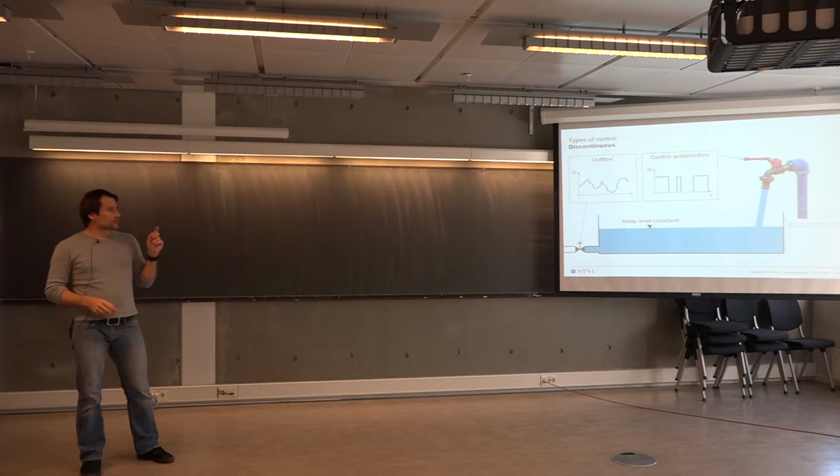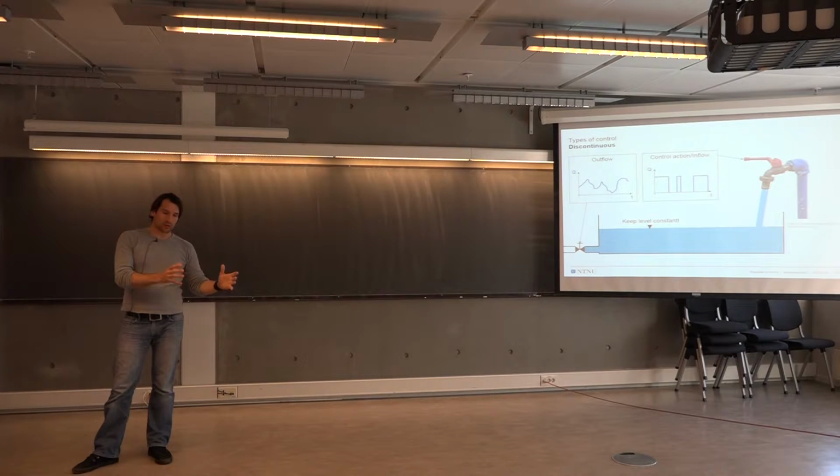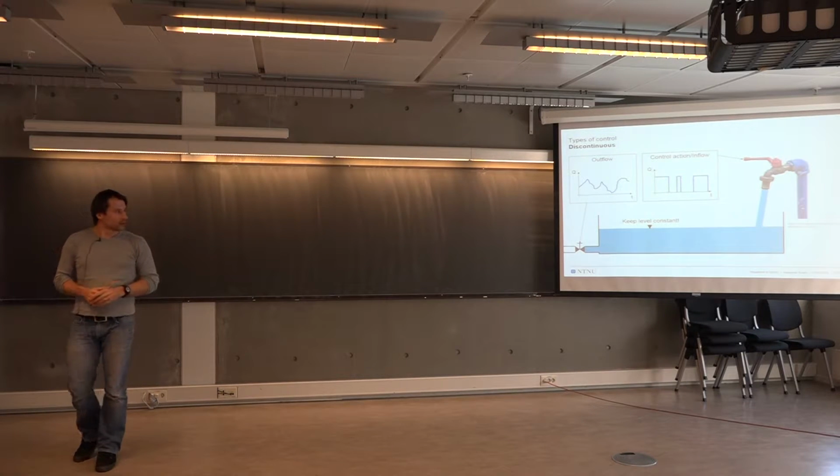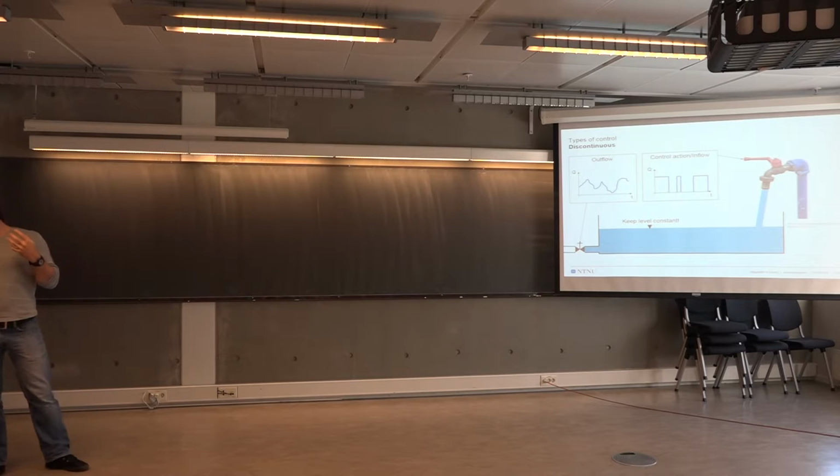Now remember, there's a difference between the controller and the actuator. This is strictly speaking the actuator, which is a discontinuous type of actuator. But I think the message is clear. There's a concept of control which is discontinuous if you have the control action as a discrete function and not a continuous function.